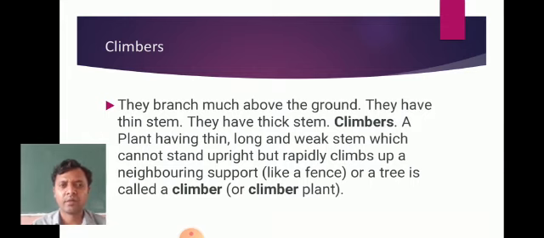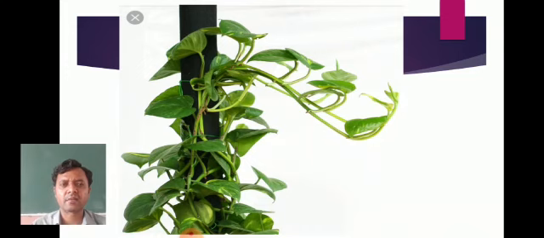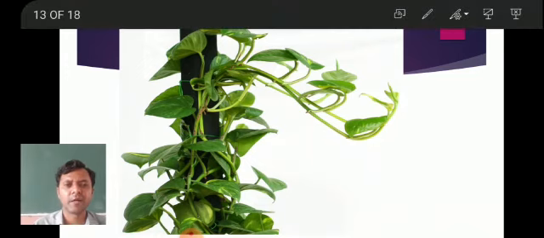Here is an example of a money plant. You can see the picture of a money plant. The money plant is growing with the support of a stick. With the support of a stick, it has a weak stem which needs support to grow.